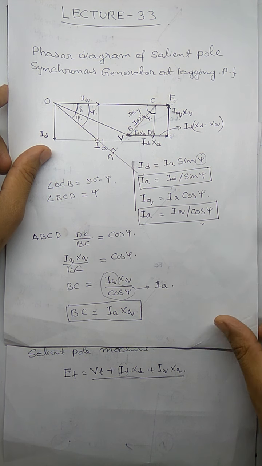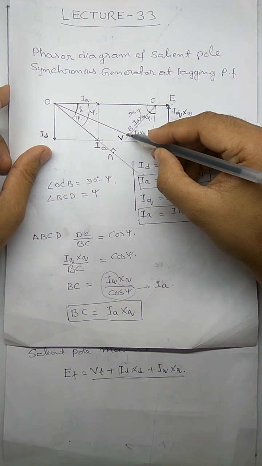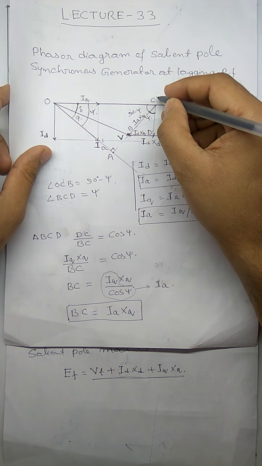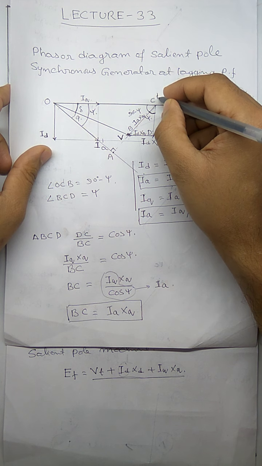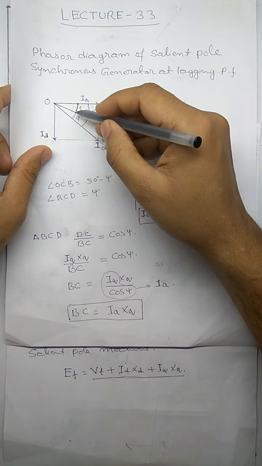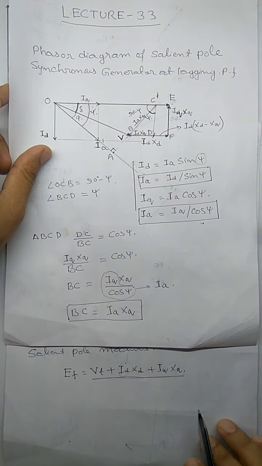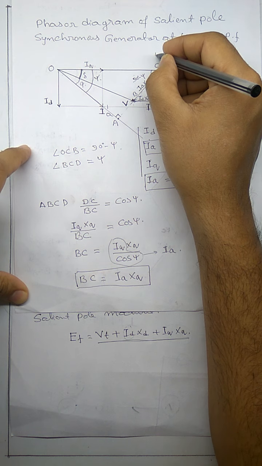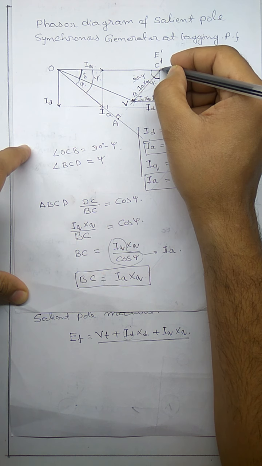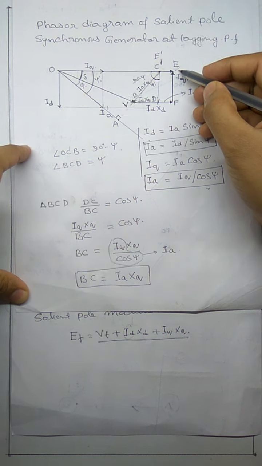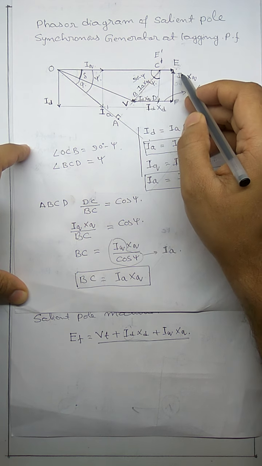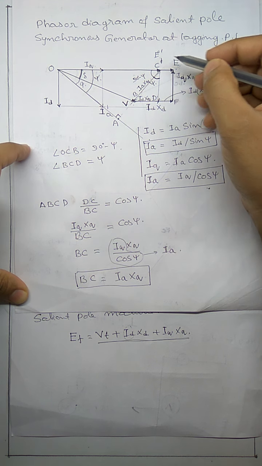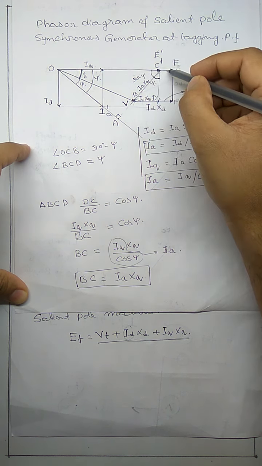So what we have found out from this derivation is that if we add V plus IAXQ, we can land up in this point C, and then we know this angle delta. So what I was saying is that we can write this voltage as E and this voltage as E dash. E dash is some voltage which is not E but is in the same direction as E. E dash is this voltage. The magnitude of E dash and E are different but they are at the same angle.